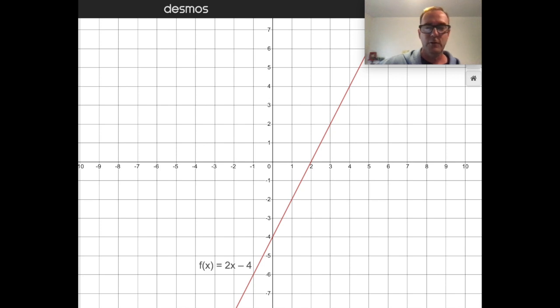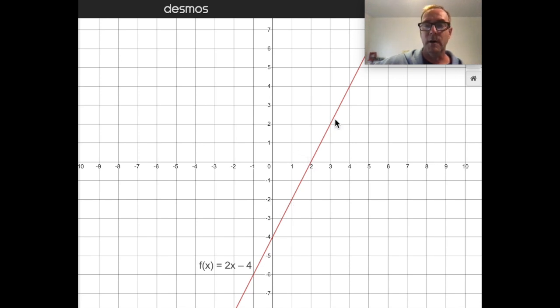Here's one. It's 2x minus 4. I'll prove it. It's a linear function with a y-intercept of -4. It goes through -4 on the y-axis. That's its b, or its y-intercept. And it has a slope of 2. From that starting point, we went up 2 and over 1.